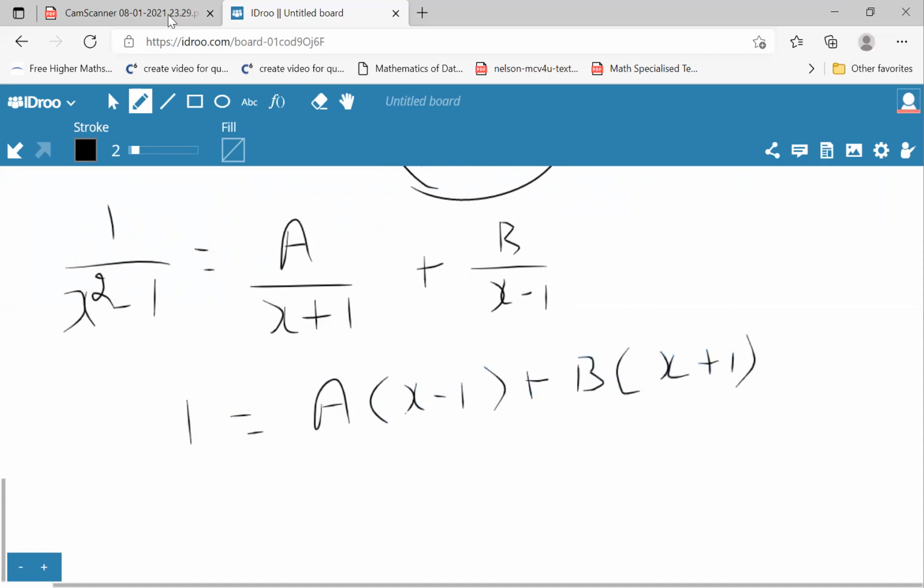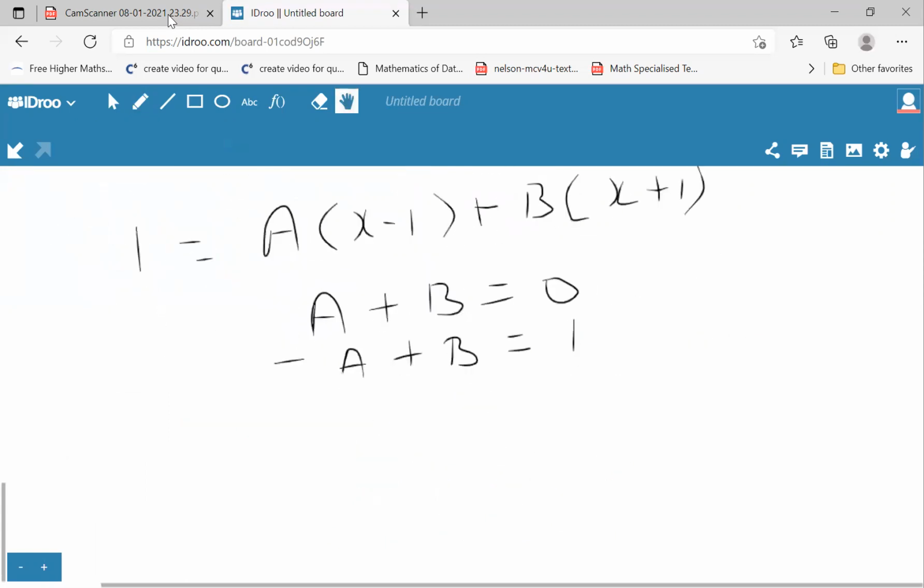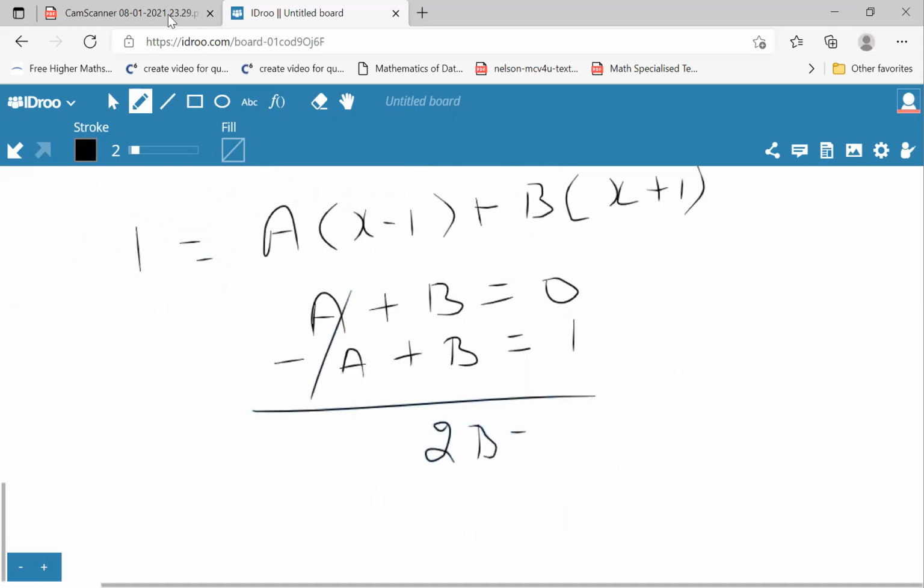From this, equating the coefficients of like terms, when we equate the coefficient of x, we get a plus b is equal to 0. Let us equate the constant term: minus a plus b is equal to 1. Let us solve both equations. When you add them up, a and a get cancelled. So 2b is equal to 1, which implies b is equal to half. If b is equal to half, a should be equal to minus half.